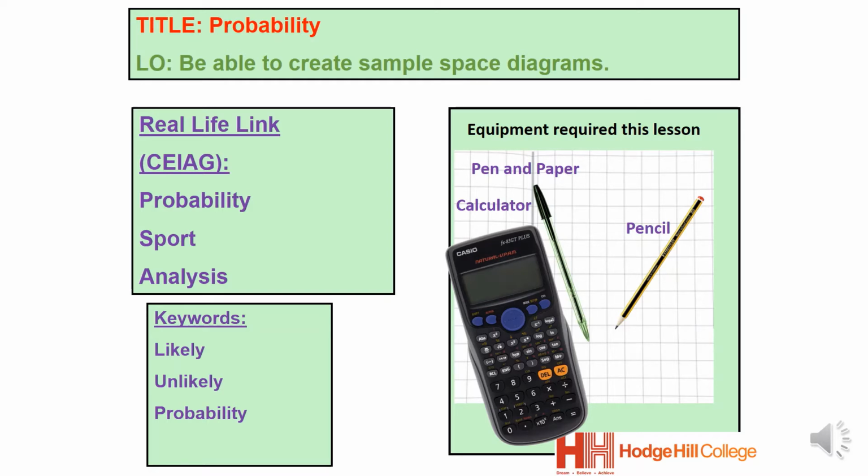Some of the keywords you're going to see again are likely, unlikely and probability. The keyword probability ties in nicely with likely and unlikely because probability actually means the likelihood of an event occurring or something occurring. The real life link again is sport analysis. It's really useful in sport analysis.